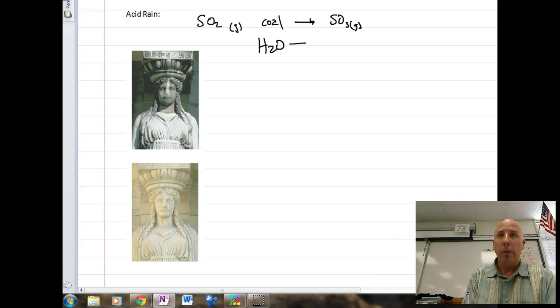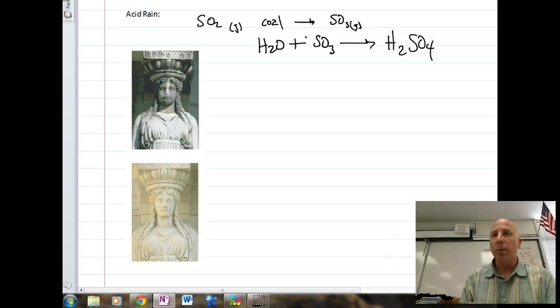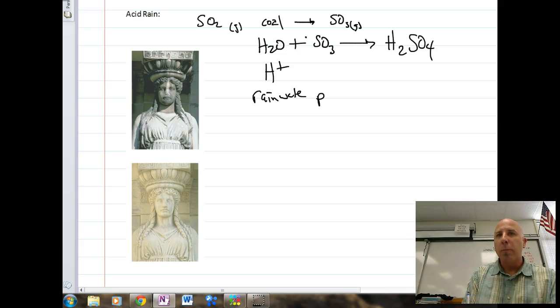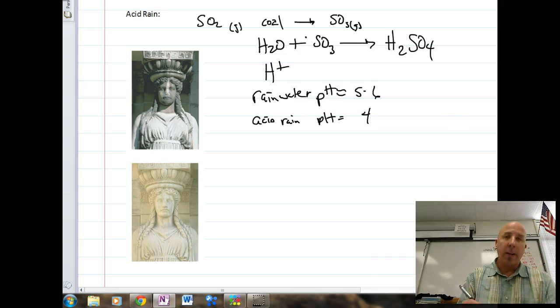Now, when you have this SO3 gas up in the atmosphere, it can react with water to form H2SO4, which is a nice source of hydrogen ions, right? So normal rainwater, like we said before, has a pH of about 5 to 6. Well, when we have this H2SO4 being formed, we can have what we call acid rain with a pH that can drop down to about 4.